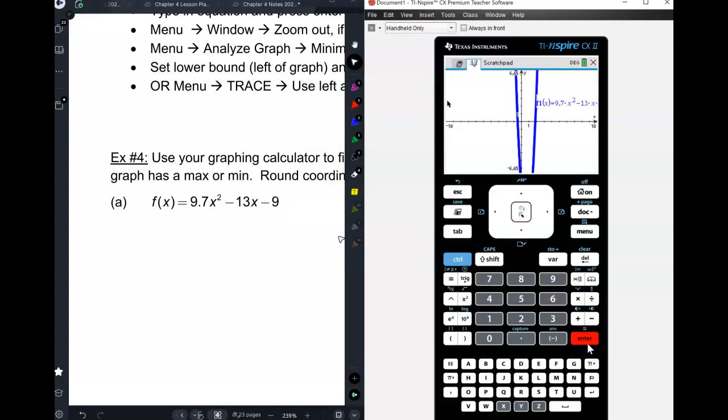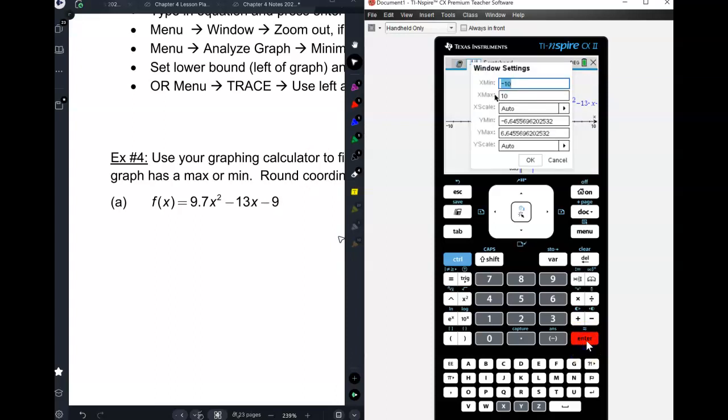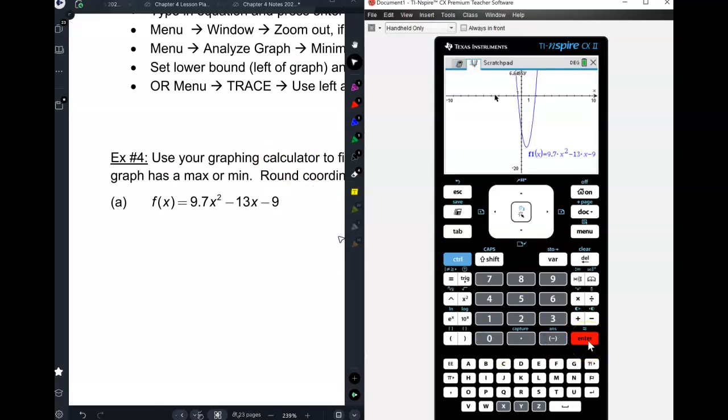Okay, I need to find, first of all, whether it has a max or a min, and then I need to find that vertex, right? But you see how I can't see it over here? So let's go to menu, analyze graph. I'm sorry, not analyze graph. Let's go to menu, window, and zoom. And instead of just zooming out, it makes everything so tiny. Why don't we go to window settings? And I'm going to keep pressing tab, the button above the blue button here, until I get to y min, because the minimum, my y value, I want to bring it further and further down. Let's make it like, I don't know, -20. See how that looks. Okay, that's pretty good.